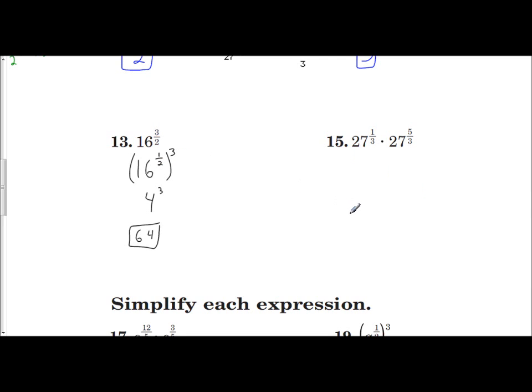I have 27 to the 1/3 times 27 to the 5/3. Well, I have the same base. So that means I can add my exponents. 1/3 plus 5/3 is 6/3, which is 2. So really, I have 27 squared, and 27 squared is 729.